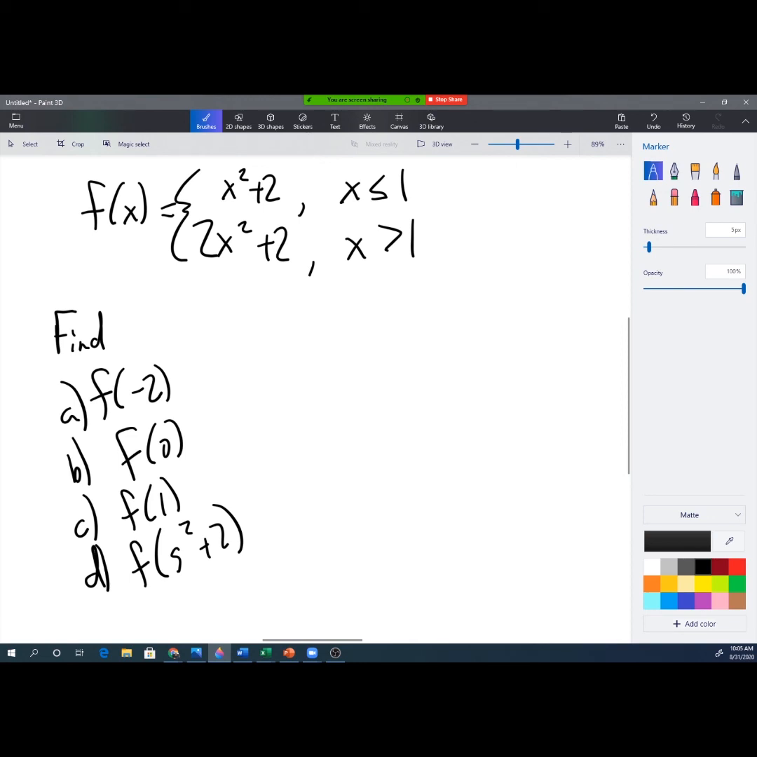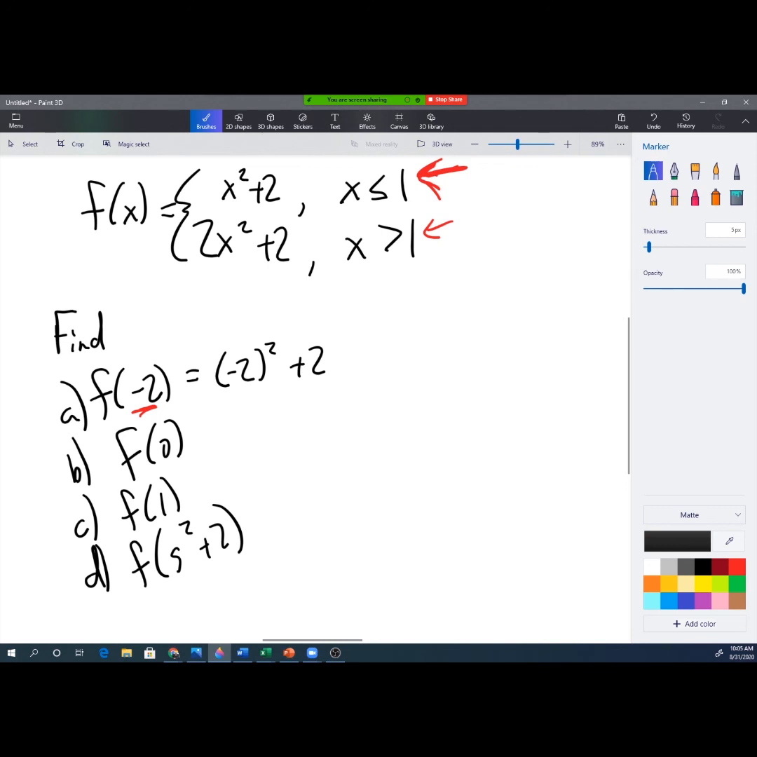And I saw Mia also unmuted herself. Is that what you're going to say too? Yeah, like you have to match up your x with the boundary that has the other x. Perfect. So when I look at -2, which boundary does that fit into? Is -2 less than 1 or is -2 greater than 1? Less than. So therefore, it's going to fit into this function. So I'm going to use the x squared function and plug the -2 into that.